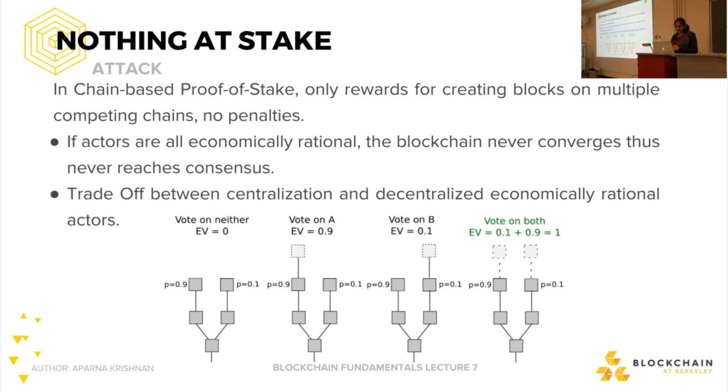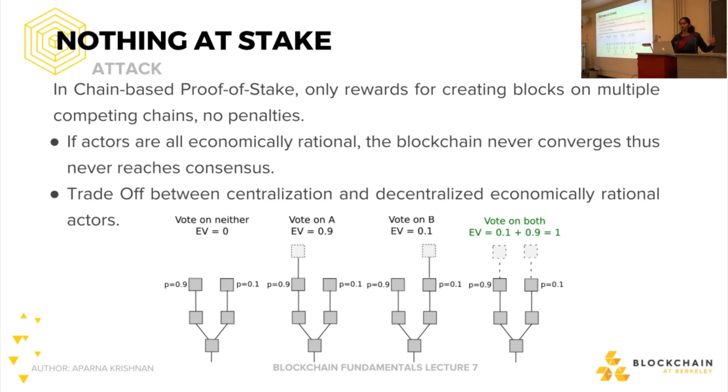Okay. So, one of the oldest known attacks in a chain-based proof of stake, chain-based, remember, is the one where you create the blocks, is that you only have rewards for creating blocks on multiple competing chains, but you don't have any penalties. So in any cryptoeconomic system, you have three kinds of actors. One is the economically rational. The second is the altruistic, honest actors. And the third are the malicious adversaries.